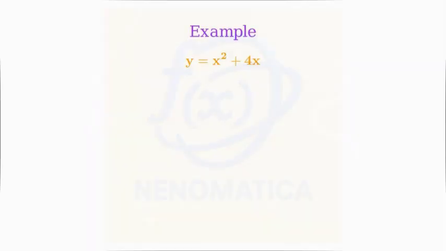In this example, we will graph the function y equals x squared plus 4x by completing the square and by point plotting. Then we will find the vertex, the axis of symmetry, and key intercepts.